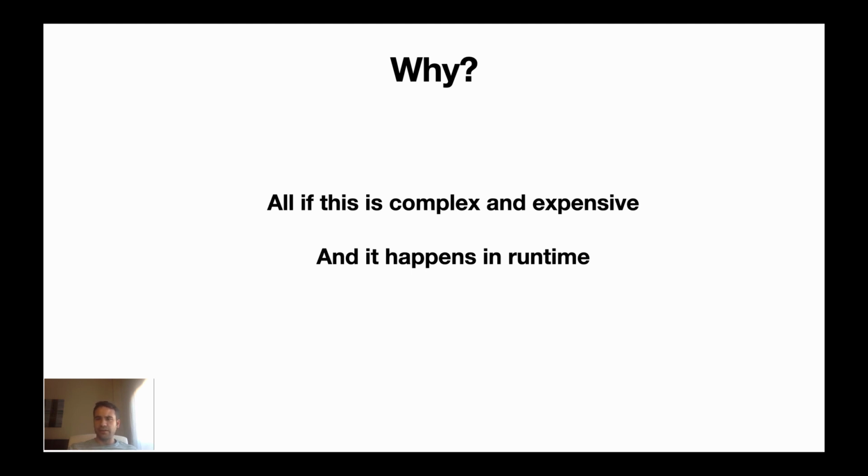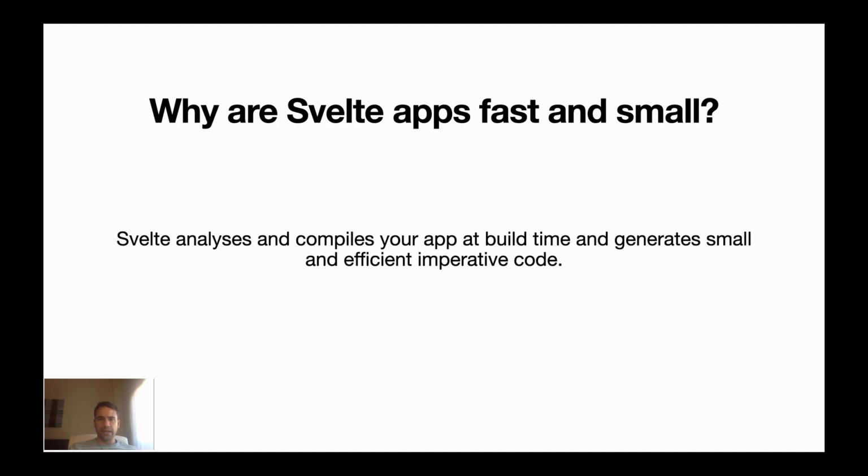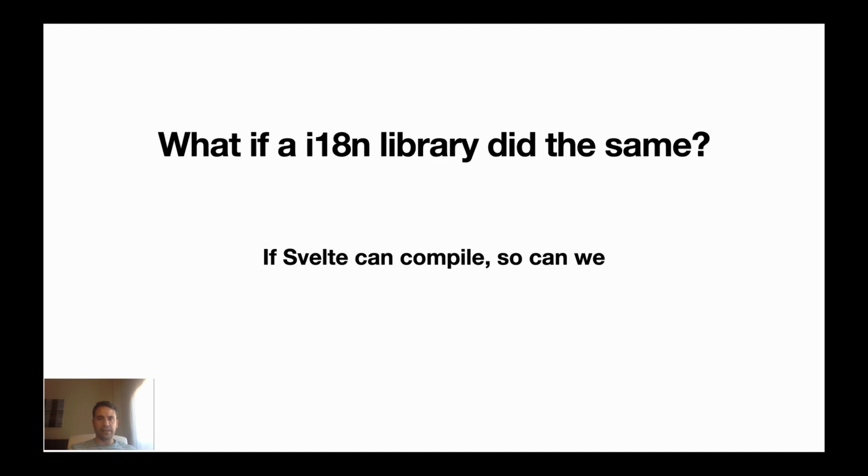And I thought that there was no need for this to happen at runtime. I thought, why are Svelte apps so fast and so small? And the reason is that Svelte analyzes and compiles your app at build time, so it can ship only the minimum amount of code that your app requires. And I thought this was a natural fit for internationalization libraries. We can analyze them in the backend at build time. So if Svelte can compile entire apps, we can also compile, even if it's just ICU strings, into something we can run on the browser.